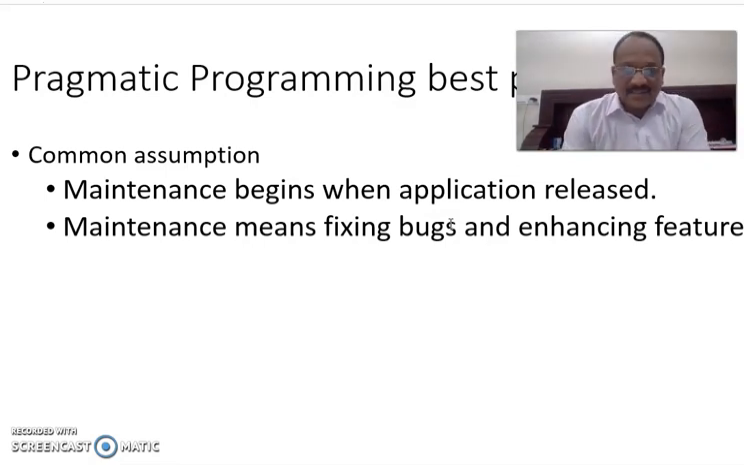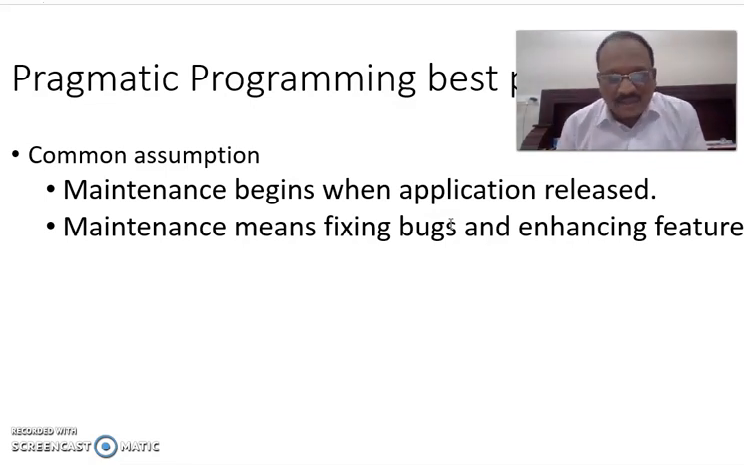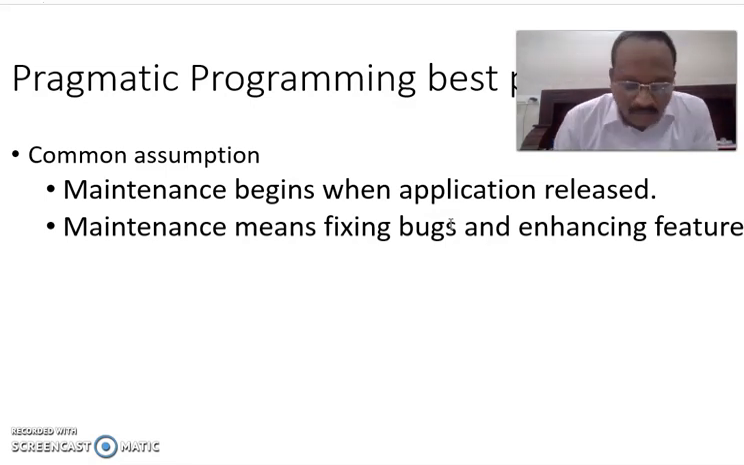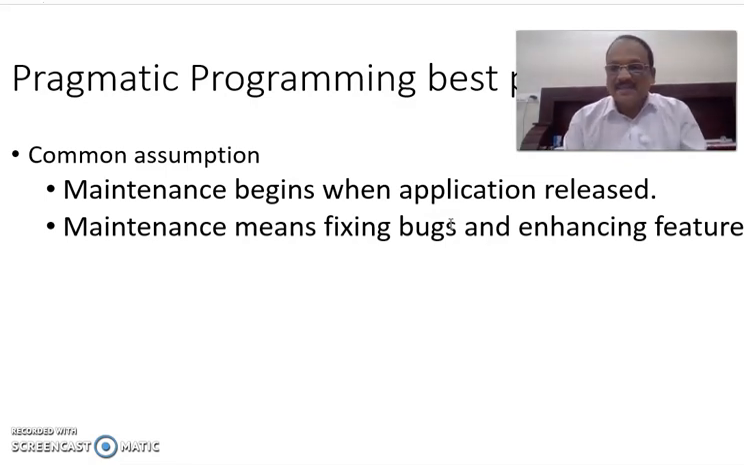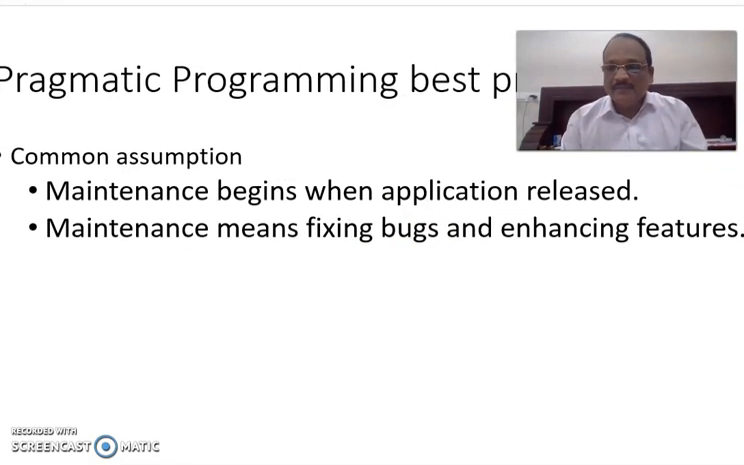Common assumptions: maintenance begins when the application is released. Once the application is released, the next job is maintenance, because as time goes, policy may change, customer requirements may change. Based on that, you have to maintain, or there may be some problem with the existing code, then maintenance has to be done. Maintenance means fixing bugs and enhancing features. That is called maintenance.